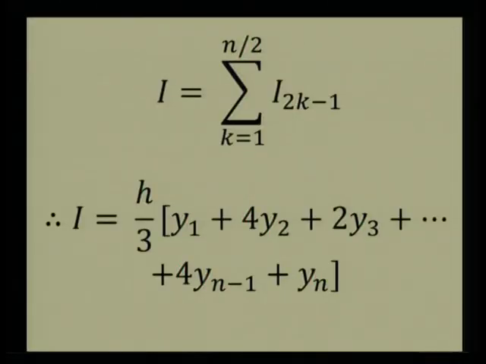Okay, now what is the formula for Simpson's 1/3 rule? Have a look at the slide. The formula for Simpson's 1/3 rule is I is equal to h upon 3 into the bracket y1 plus 4y2 plus 2y3 plus and so on plus 4y(n minus 1) plus yn. Now, how to remember this formula? See, when it is the trapezoidal rule, we have h upon 2. Now, when it is Simpson's 1/3 rule, we take h upon 3.